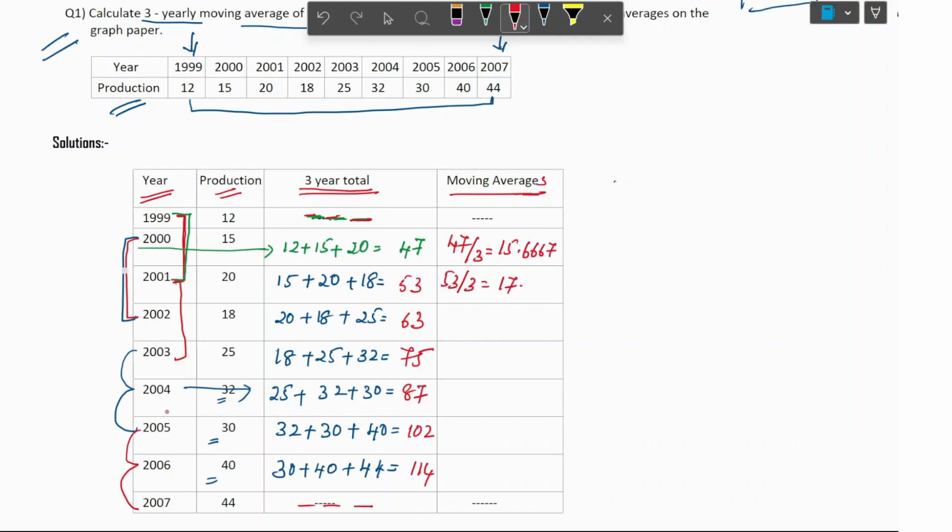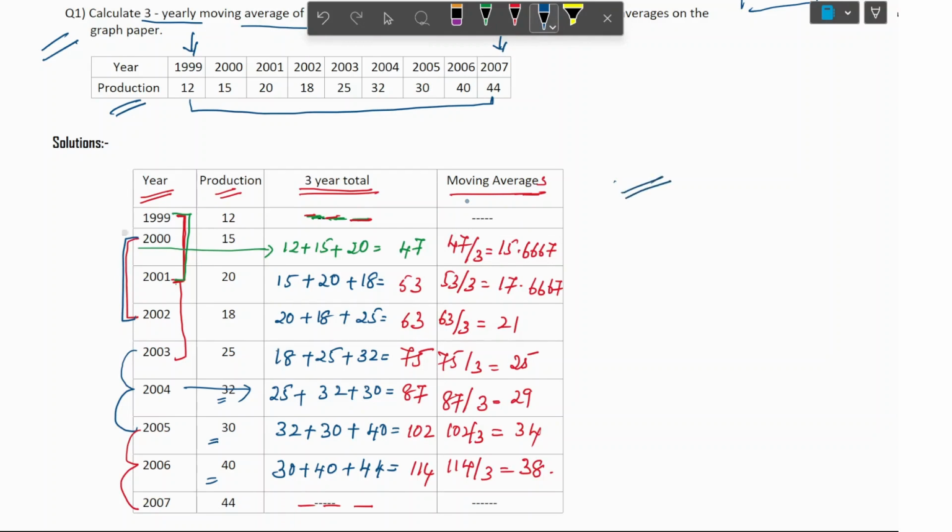Next is 53 divided by 3, that is 17.6667. Next, 63 divided by 3, that is 21. 75 divided by 3, that is 25. 87 divided by 3 is equal to 29. And next, 102 divided by 3, that is 34. And the last one, 114 divided by 3, that is 38. Therefore, here you have completed your table. This is your moving average, which we did with the 3-year moving average.